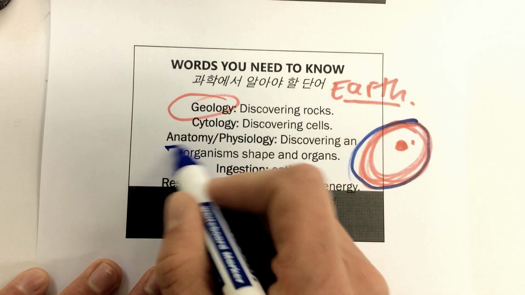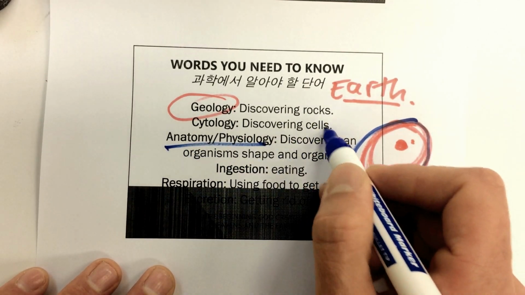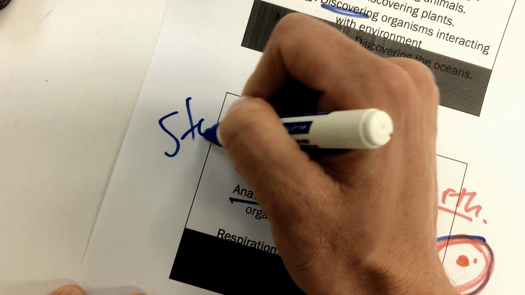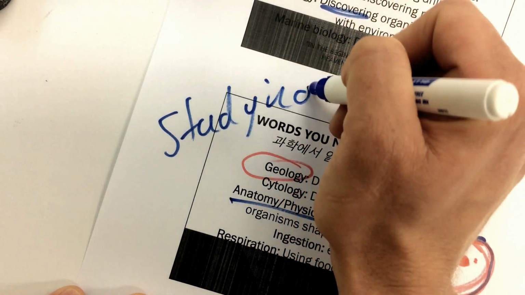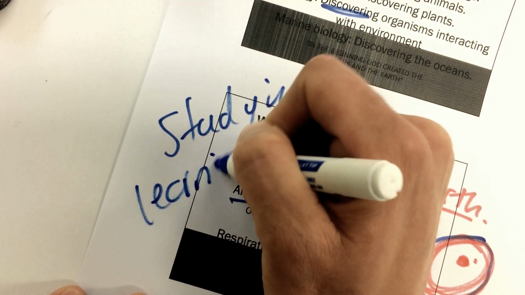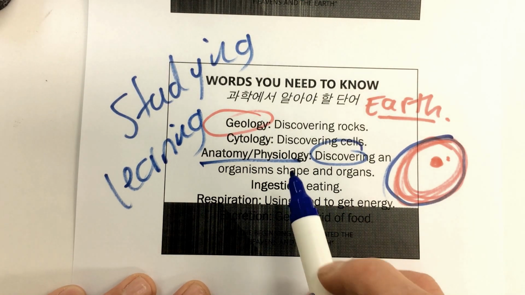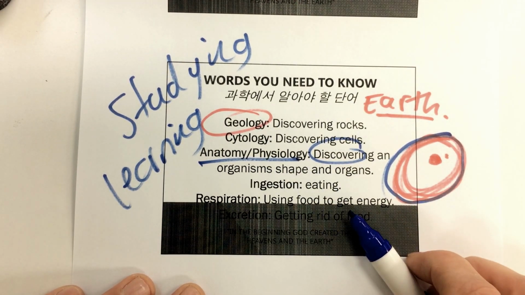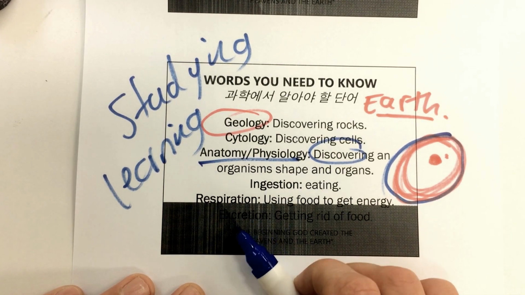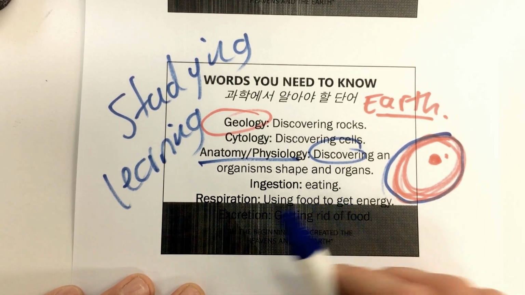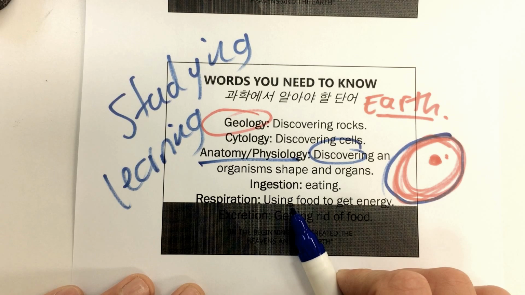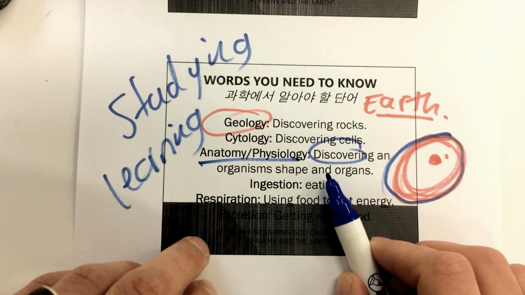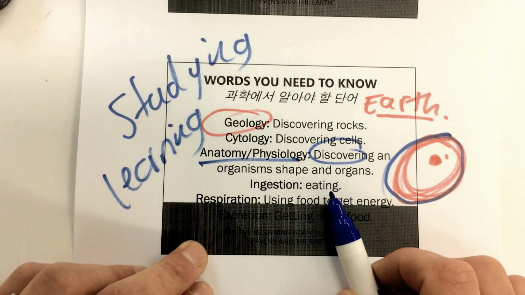Anatomy and physiology, it's discovering or studying or learning, because remember, science is about learning about God's world, learning about bodies and organs and so on. Ingestion means to eat. Respiration is when we convert food into energy for our bodies.